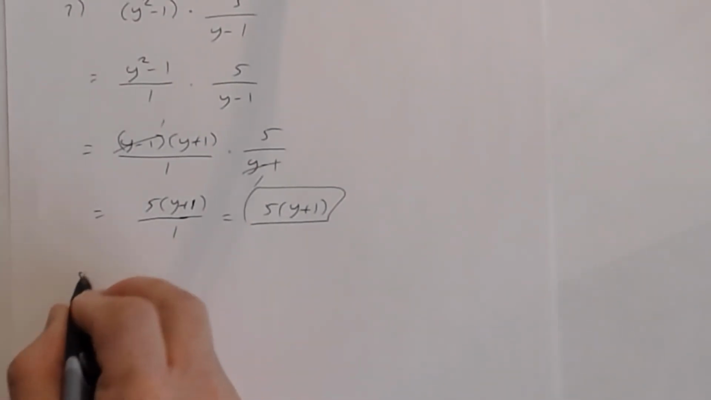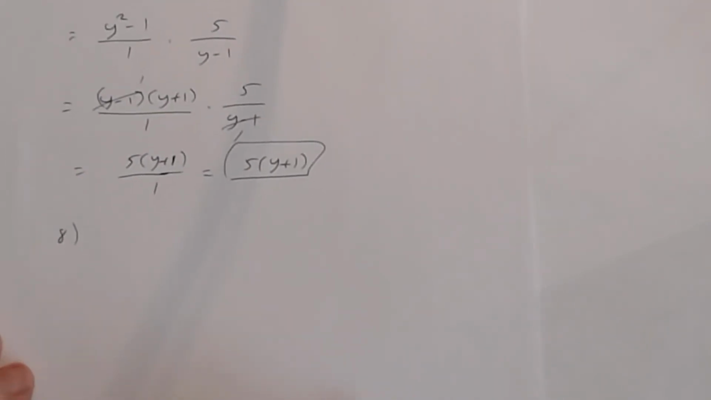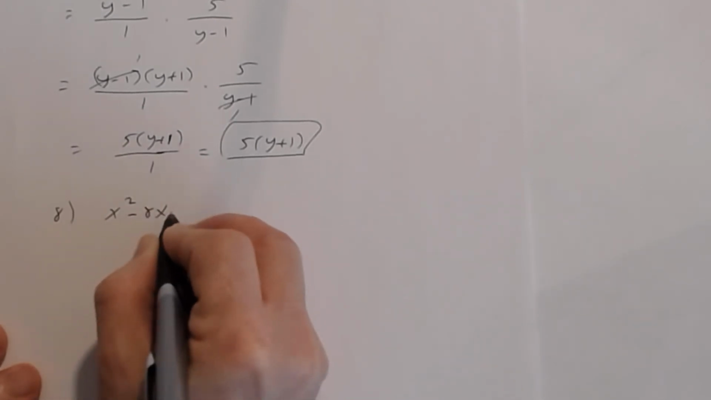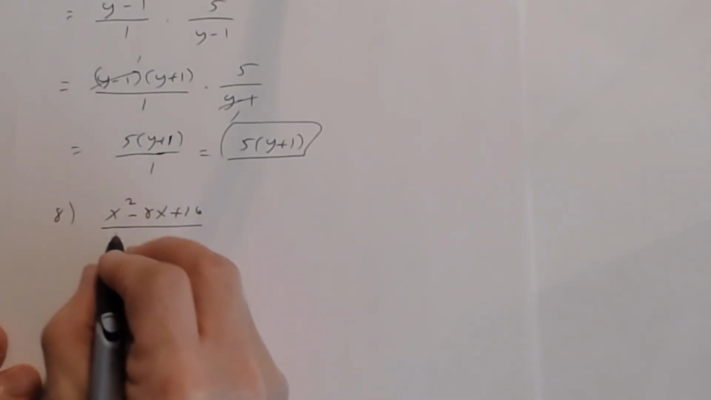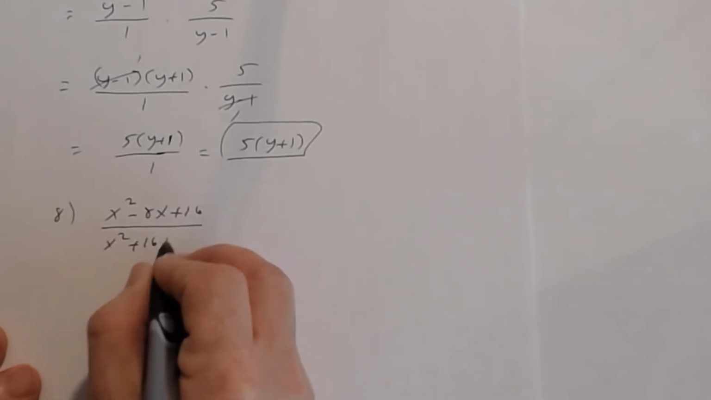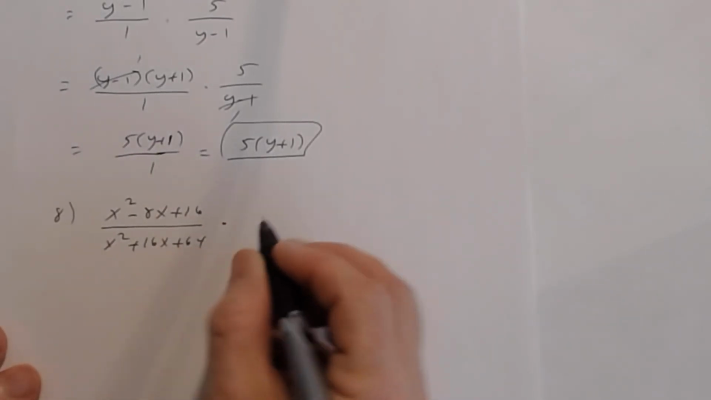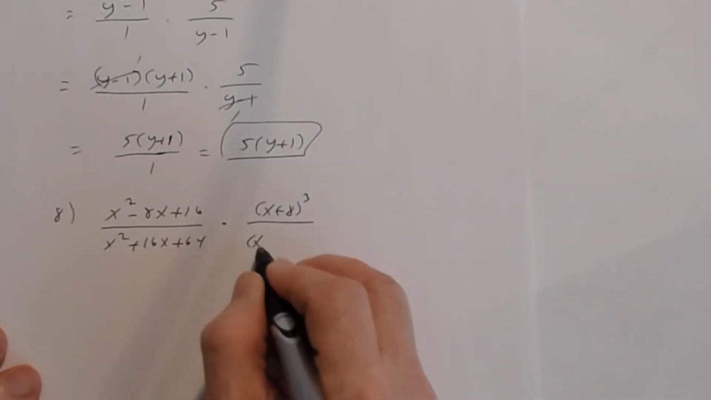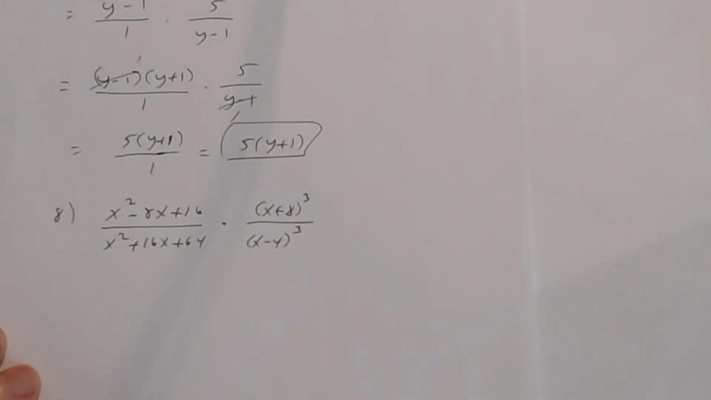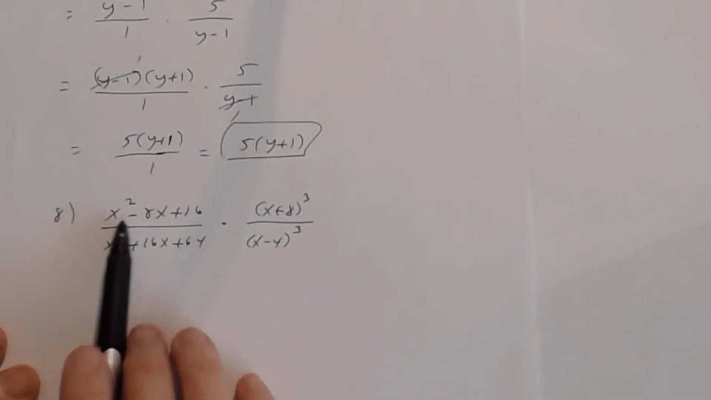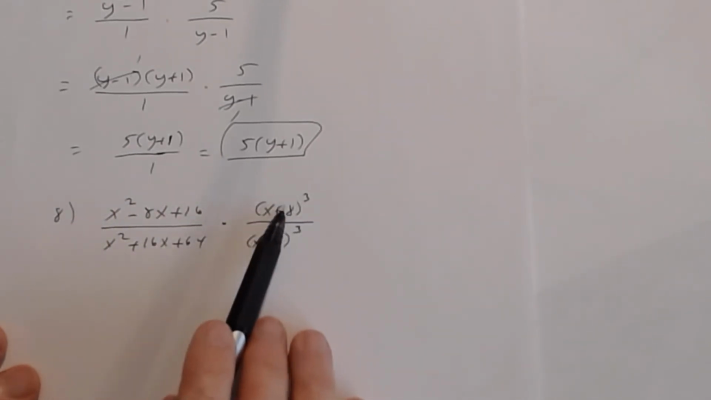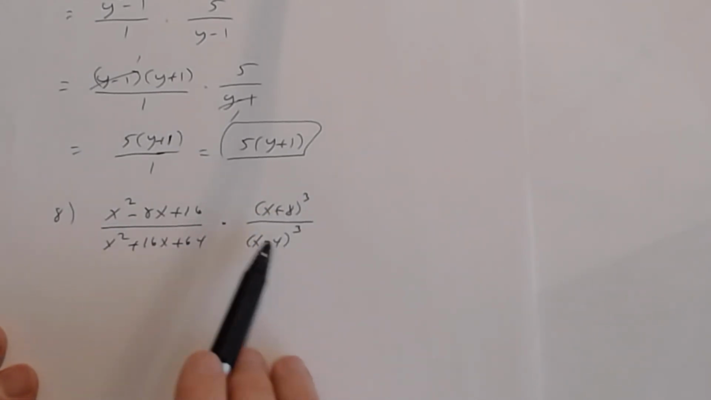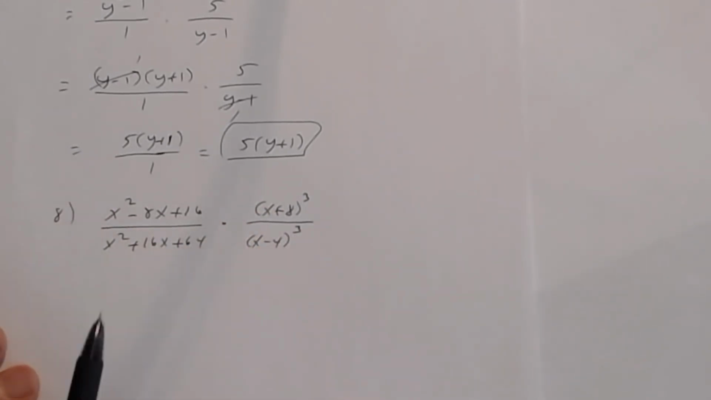Okay, and then finally number 8. Let's look at number 8, and then we're going to look at division. So number 8, we have x squared minus 8x plus 16 divided by x squared plus 16x plus 64 times x plus 8 cubed divided by x minus 4 cubed. The first step is to factor. These are already factored. You have x plus 8 times x plus 8 times x plus 8. Here you have x minus 4 times x minus 4 times x minus 4.